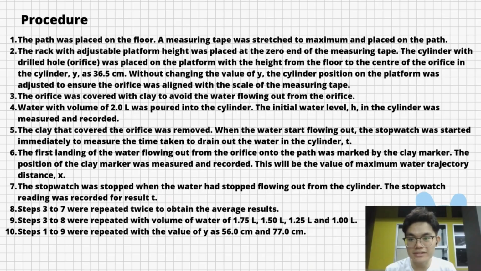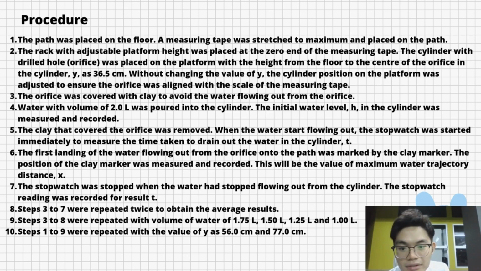For the procedure, the first step is the path was placed on the floor. A measuring tape was set to maximum and pressed on the path. The ramp with adjustable platform height was pressed at the zero end of the measuring tape. The cylinder with a drill hole, which is the orifice, was placed on the platform with the height from the floor to the center of the orifice in the cylinder set as 36.5 cm. Without changing the volume of water, the cylinder position on the platform was adjusted to ensure the orifice was aligned with the scale of the measuring tape.